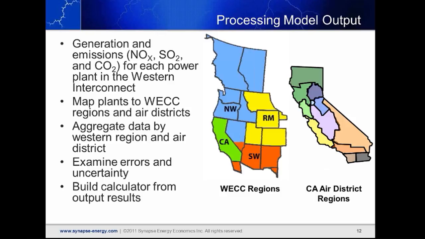And in this case, we've aggregated some regions up to larger regions just to account for very small regions that might not have very much generation in them at all. We examine our errors and uncertainty, and then like RSG, we also build a calculator from our output results.